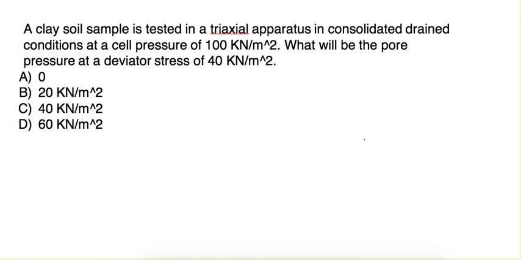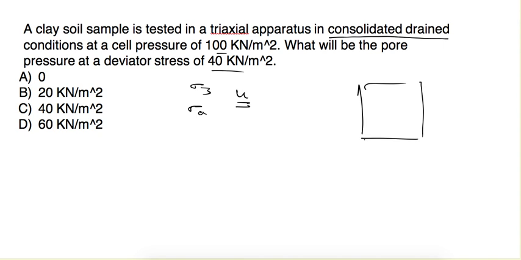In a clay soil sample is tested in a triaxial apparatus in consolidated drain condition at a cell pressure of 100 kN per meter square. What will be the pore pressure at the deviator stress of 40 kN per meter square? So you have been given cell pressure, you have been given deviator stress, and they are asking for pore water pressure. But read the question carefully. In this question it is written that it is a consolidated drain test.